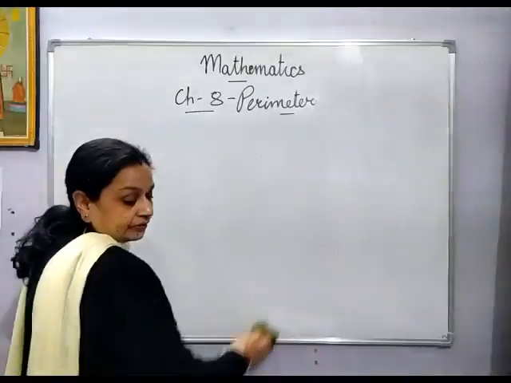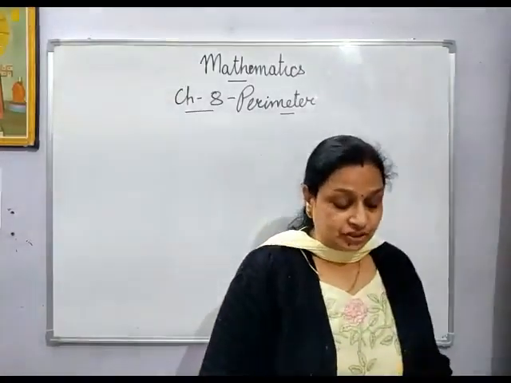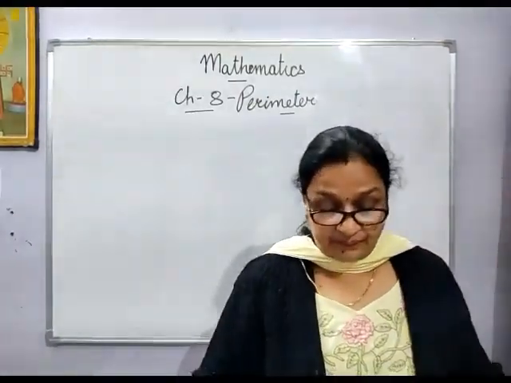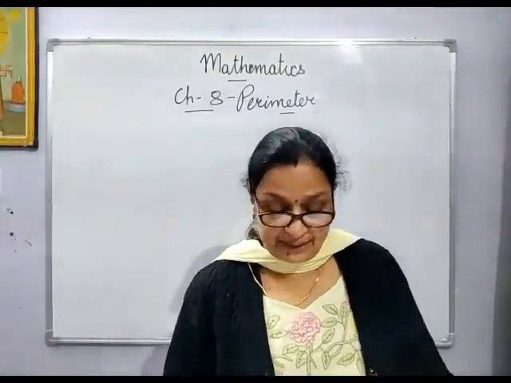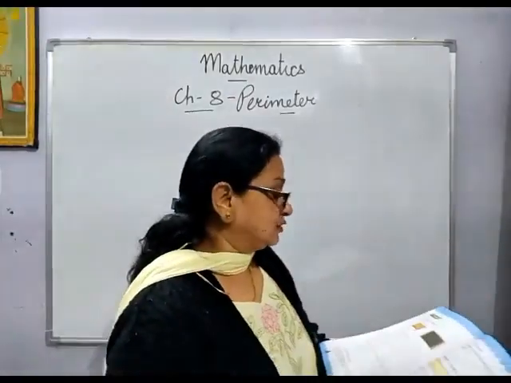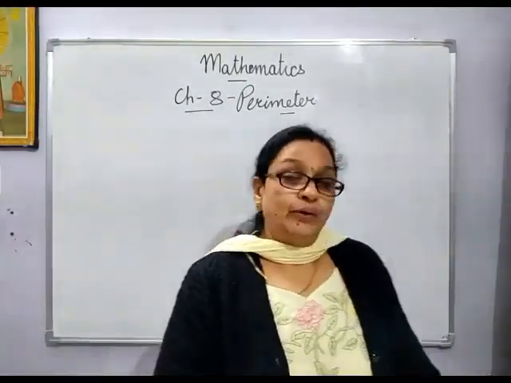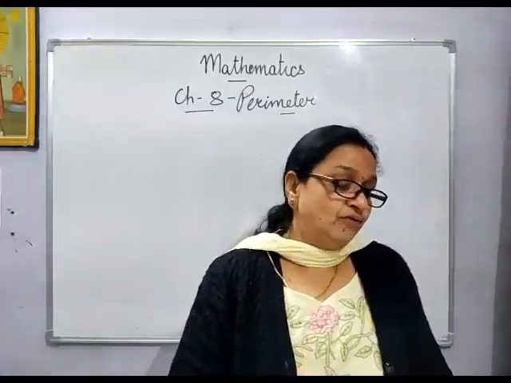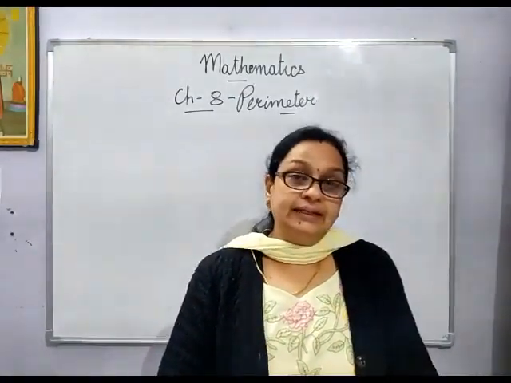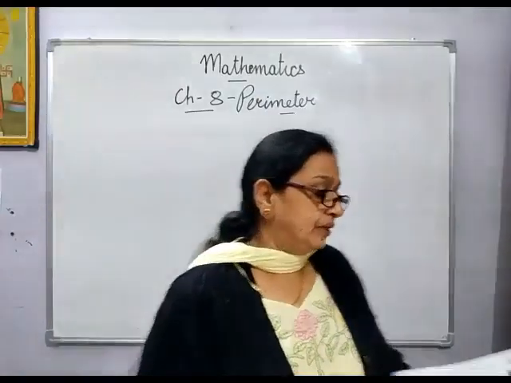In the recap exercise, if you see question number 1, find the perimeter of the following. You can see one table over there, and the length of the table is 1.5 meters, the width is 1 meter, then again it will be length, then width. Or I'll take example number B.